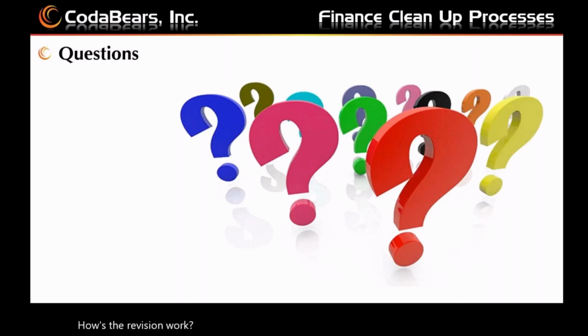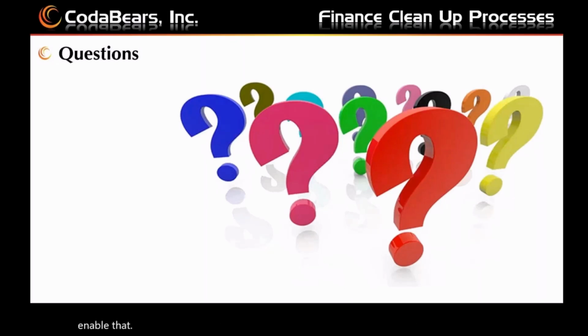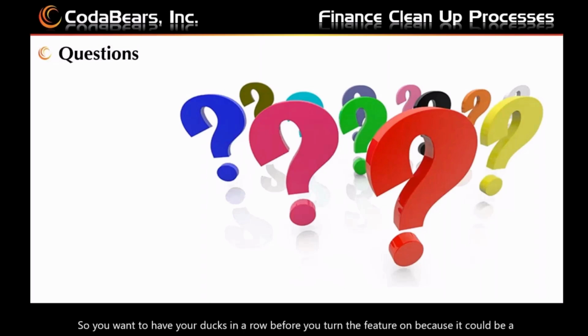Awesome. From Scott, I see all of those functionalities that you just mentioned as licensed, but not enabled, simply because we did not have them previously. I'll look again for e-invoicing. There you go. Go ahead and turn them on, because when the new licenses to the core came out, they didn't turn on everything. Because if you didn't have your 1099s ready, you didn't want to enable that. So you want to have your ducks in a row before you turn the feature on, because it could be a one-way door, something like payroll module.